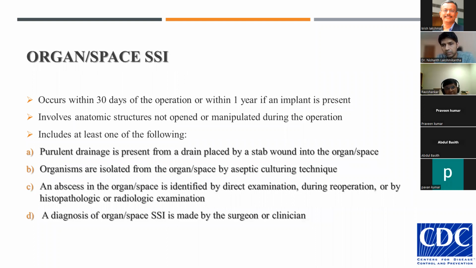Organ or space surgical site infection includes when infection occurs within 30 days of operation or within 1 year of an implant, and it involves anatomic structure not opened or manipulated during the operation, and it includes at least one of the following: purulent discharge is present from a drain placed by a stab wound into the organ or space, and organisms are isolated from the organ by aseptic cultural technique. An abscess in the organ or space that is identified by direct examination or during reoperation or by radiological examination, or diagnosis of surgical site organ space surgical site infection is made by the surgeon or clinician.